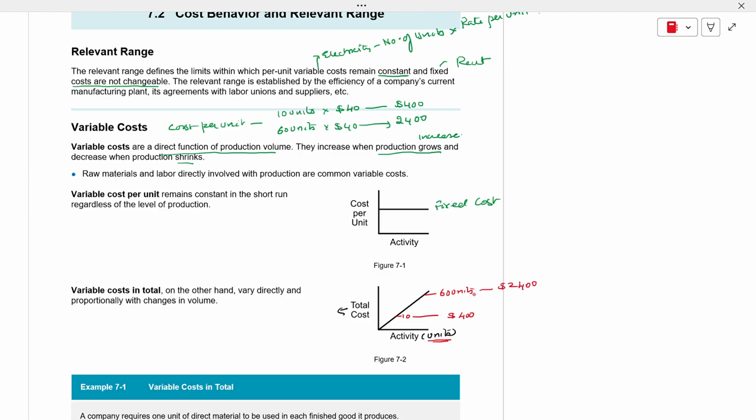As the units are increasing, the cost will also increase. Cost per unit will remain the same.